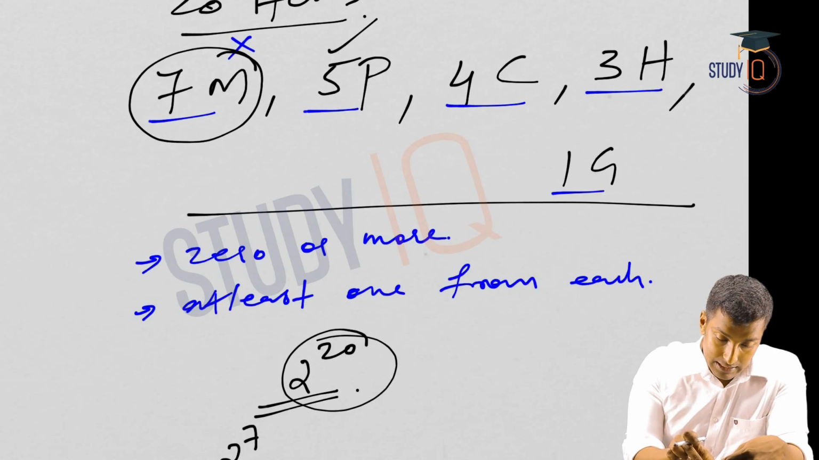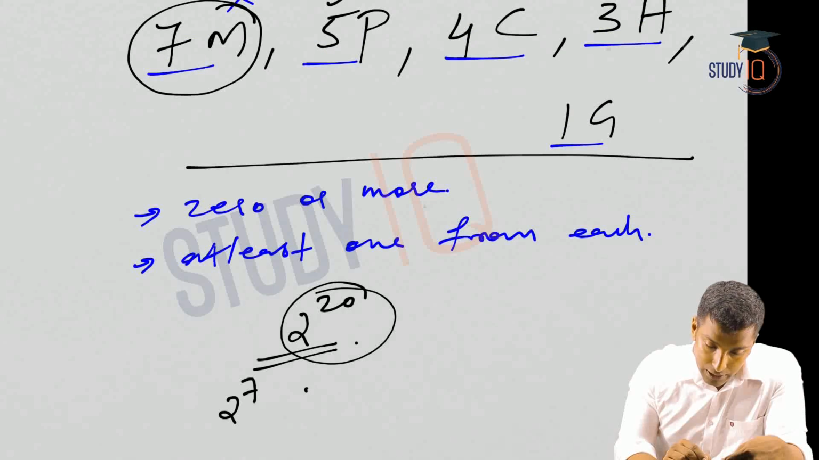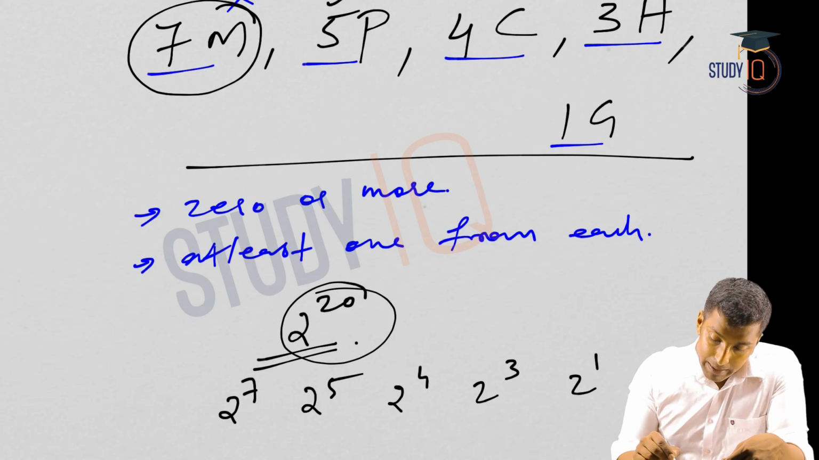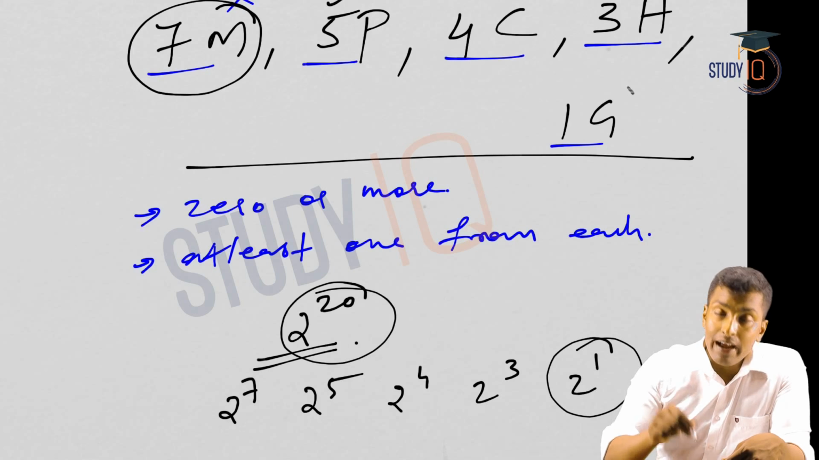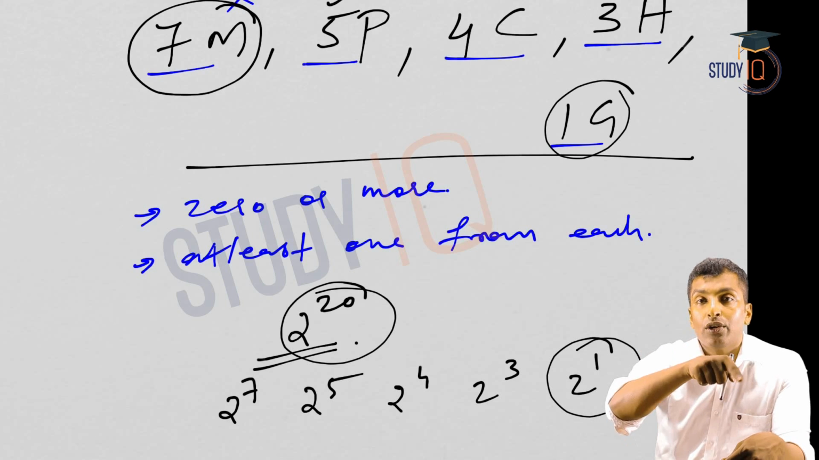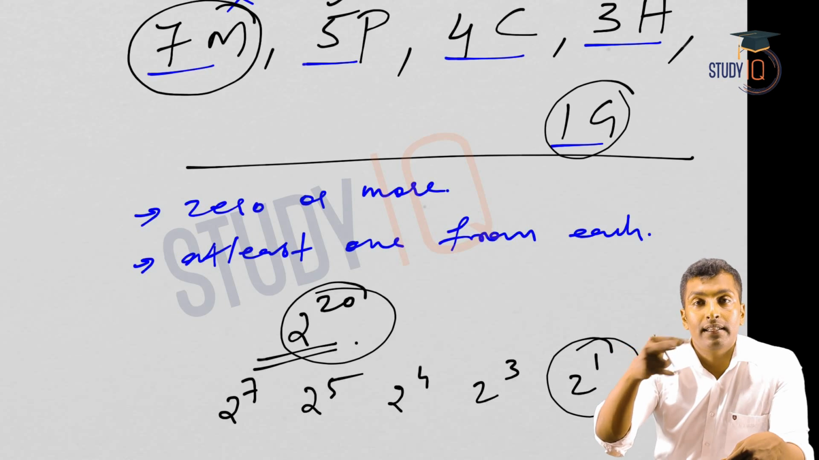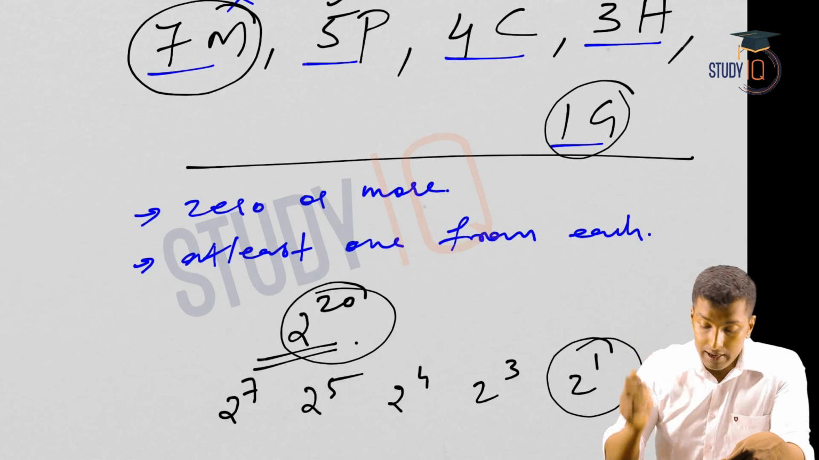But in all these cases, you are taking 2 raised to 7, 2 raised to 5, 2 raised to 4, 2 raised to 3, 2 raised to 1. See, 2 raised to 1 means 2. What is that 2? I have only one geography book, so I may select or I may deselect. These are the two possibilities. So what will happen now?